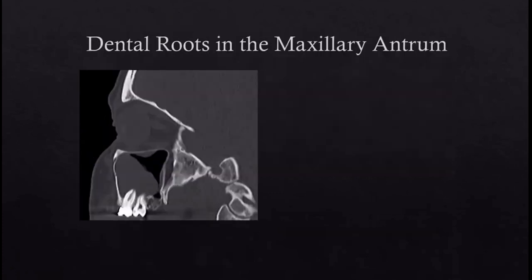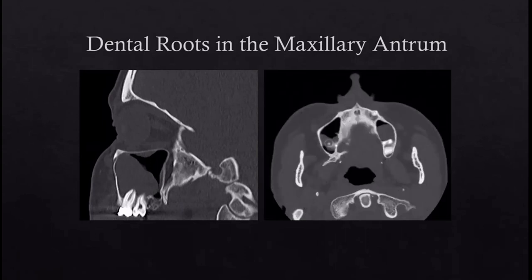Here we have some dental roots poking into the maxillary sinus, and this is a very common normal variant and usually of no significance. Completely different from this appearance here, where we can see a little dental root poking into the maxillary sinus, but there is lucency around it because there is a periapical cyst.